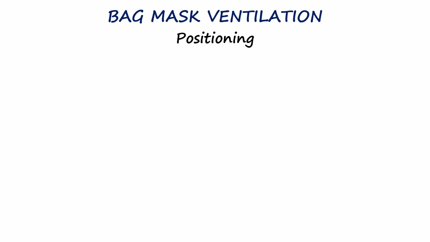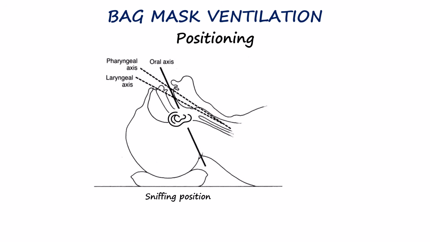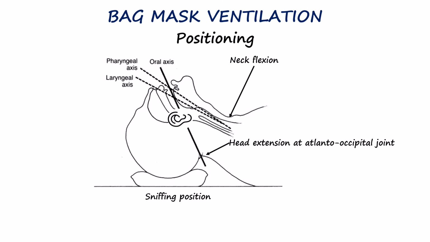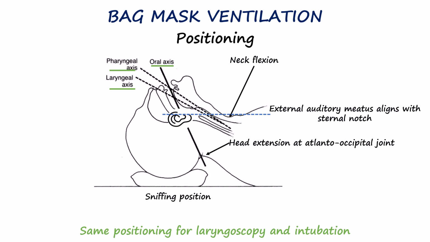Let's begin with positioning. The most effective position in most adults is the sniffing position, provided there is no concern for cervical spine injury. This involves flexing the neck on the torso and extending the head at the atlanto-occipital joint, usually with the help of a pillow or folded towel placed under the occiput. When done correctly, the external auditory meatus should align with the sternal notch. The sniffing position helps align the oral, pharyngeal and laryngeal axes, making the airway more open. This is why it not only improves the effectiveness of bag mask ventilation but is also considered the standard position for direct laryngoscopy during intubation.